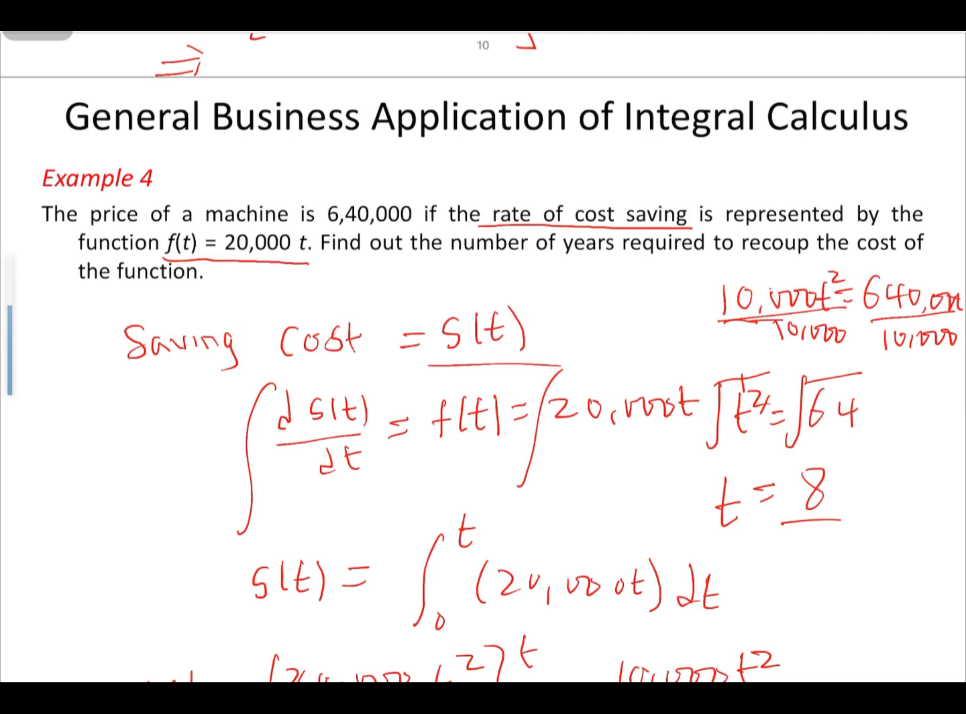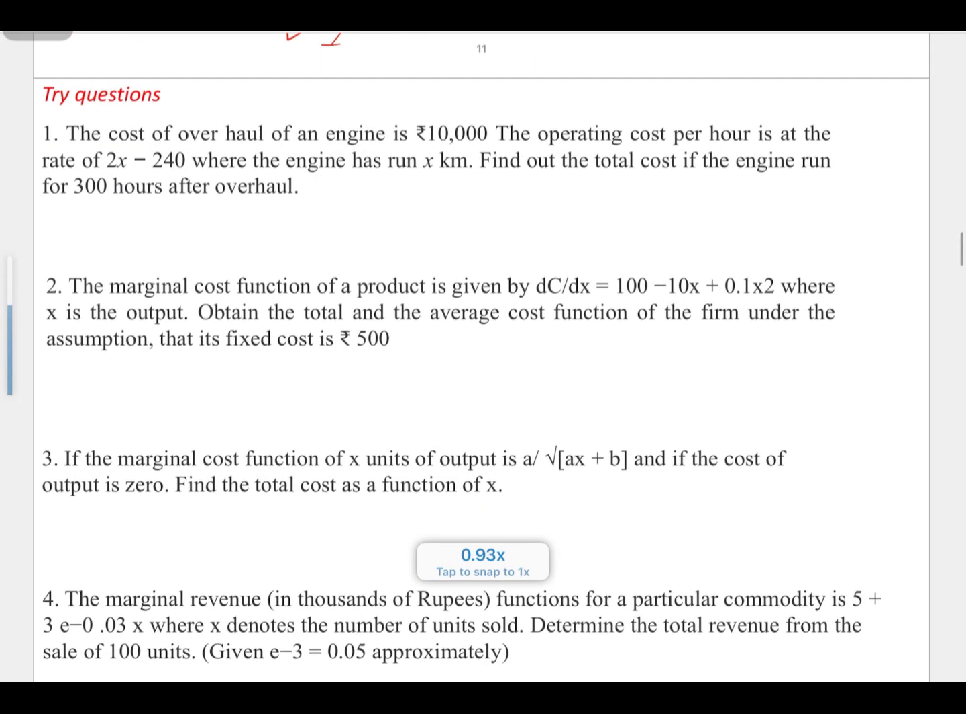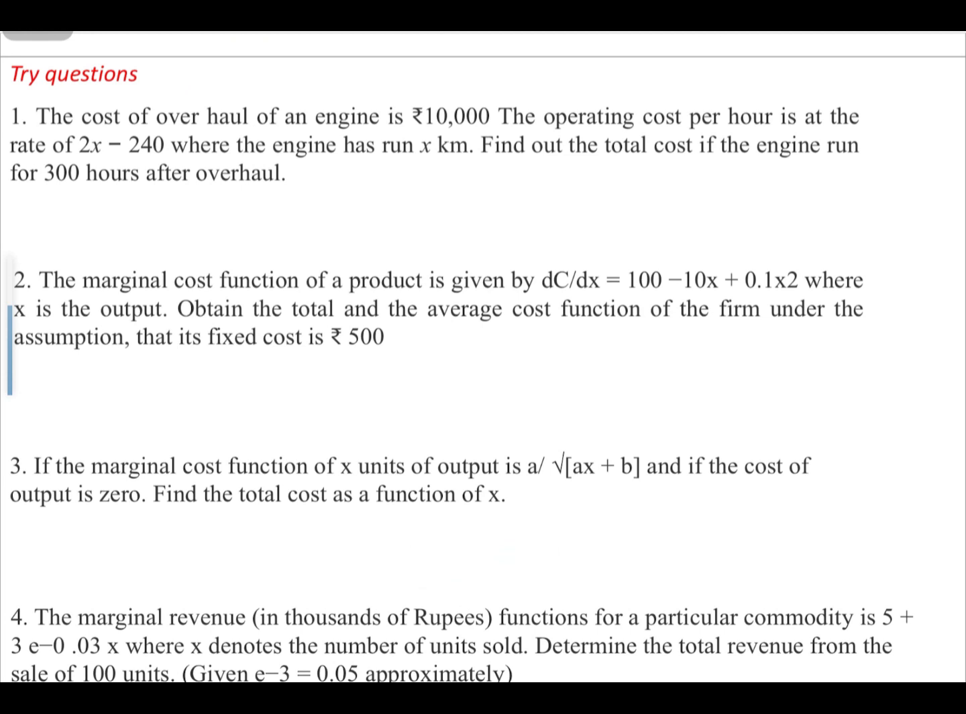I'd prefer not to discuss the examples, because if I start discussing them, I'll end up solving them myself. So I'll be happy if you can pause the video and start solving these examples yourself. If you want, I can also give you the answers, so that after you are done solving them, you'll know whether you are right or wrong.